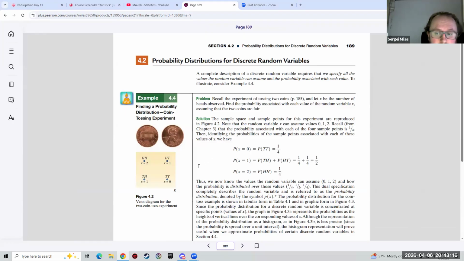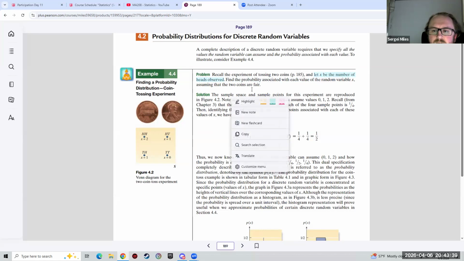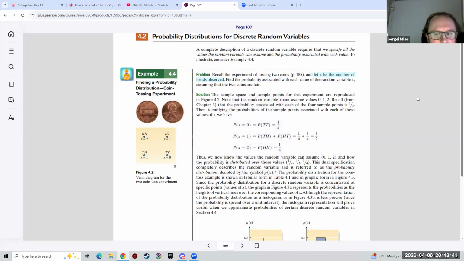I flip a coin twice, and what are the possible results, right? We've seen this before in chapter 3. I could have heads, heads, tails, tails, heads, tails, or tails, heads, right? I got these 4 different outcomes. But now let's say I define a random variable. Let x be the number of heads we observe from flipping a coin twice. Well, then x could be 0, x could be 1, or x could be 2.